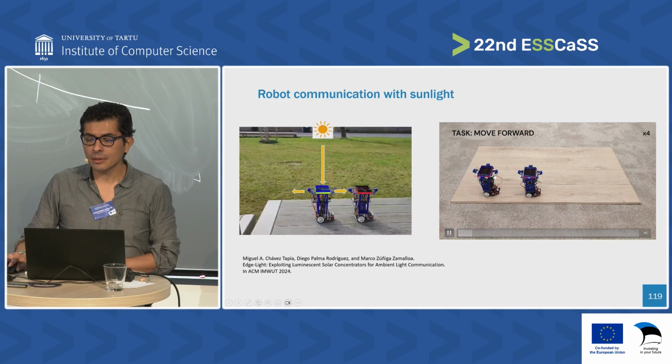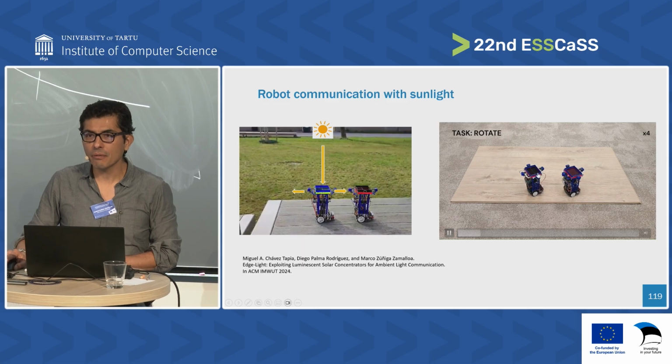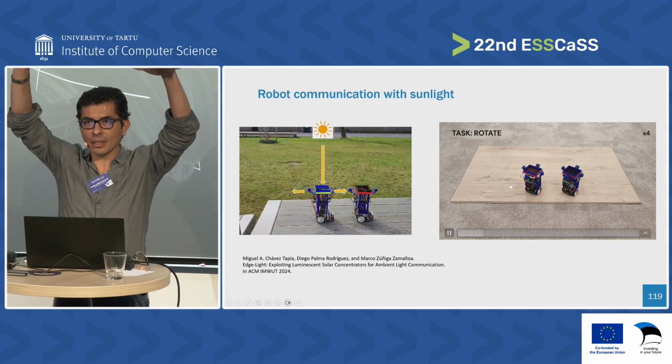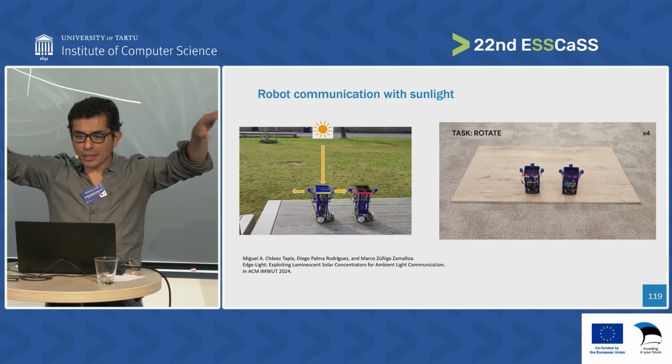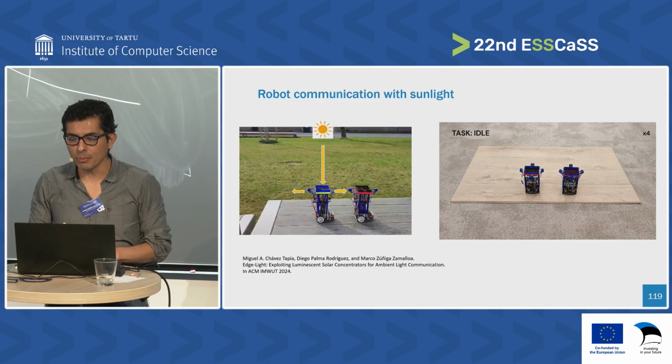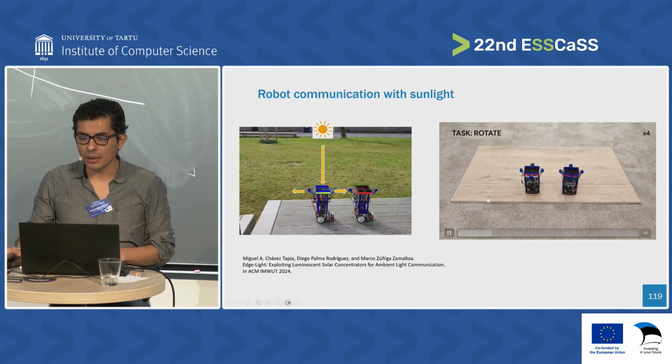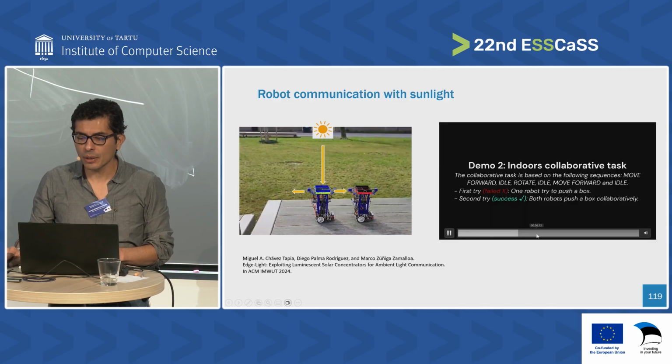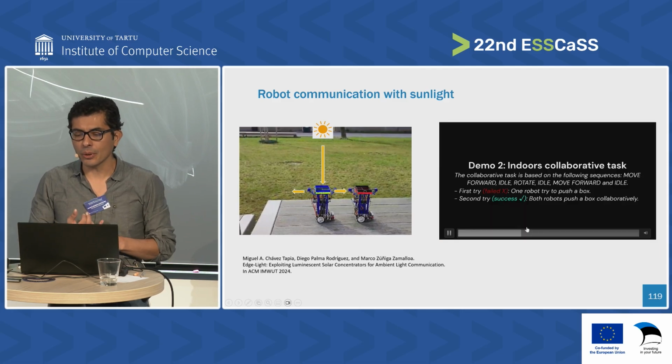These robots are not communicating with wireless. One robot is telling the other to move forward, and they're just communicating via light. Sunlight is coming from the top, and they're directing it to the side, and coordinating their movements. Then you will see that they could try to push. Let's see, they're moving.